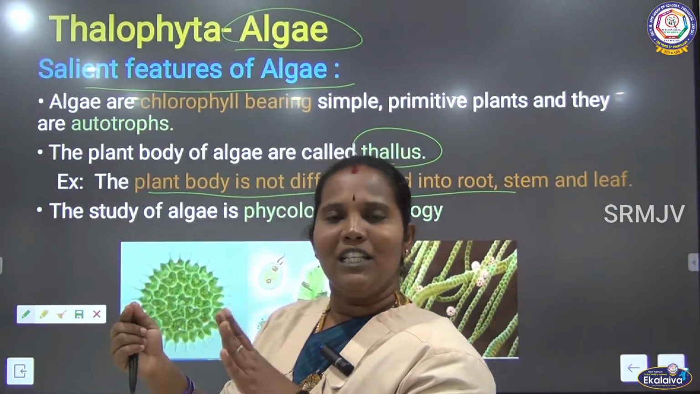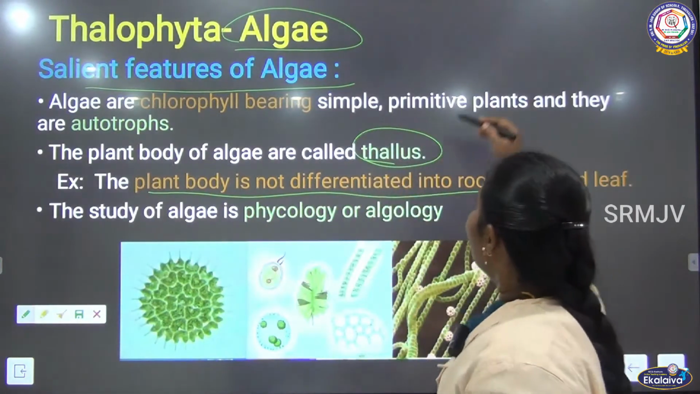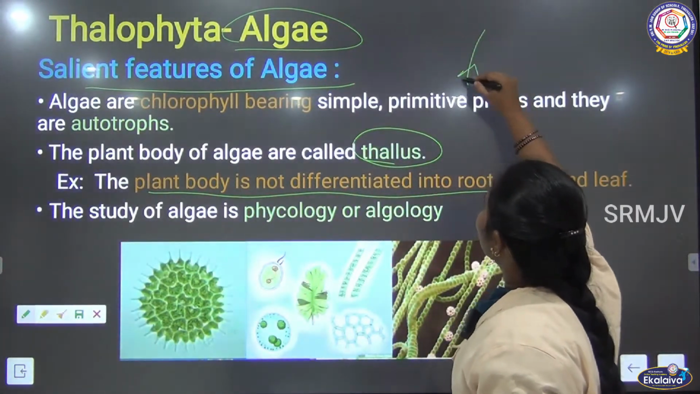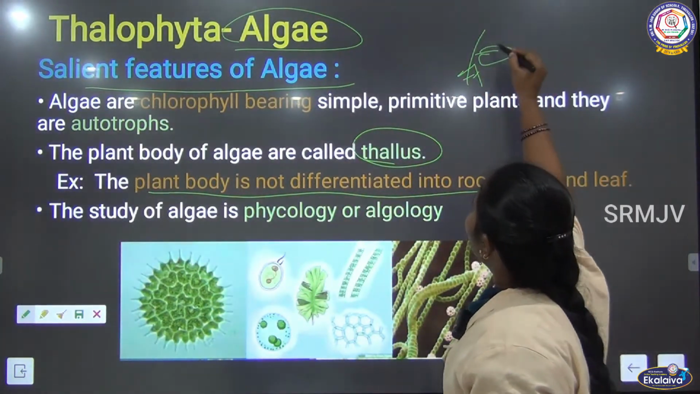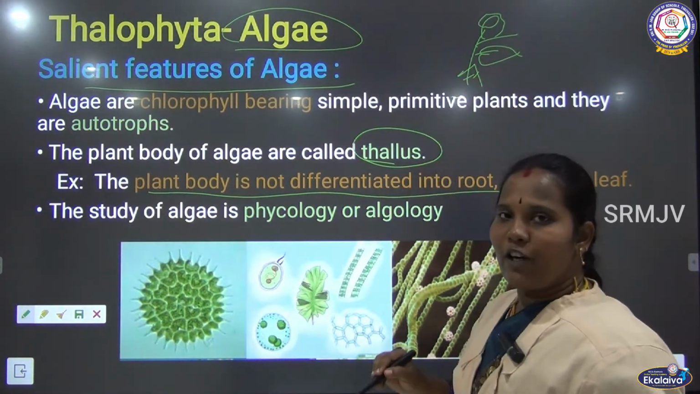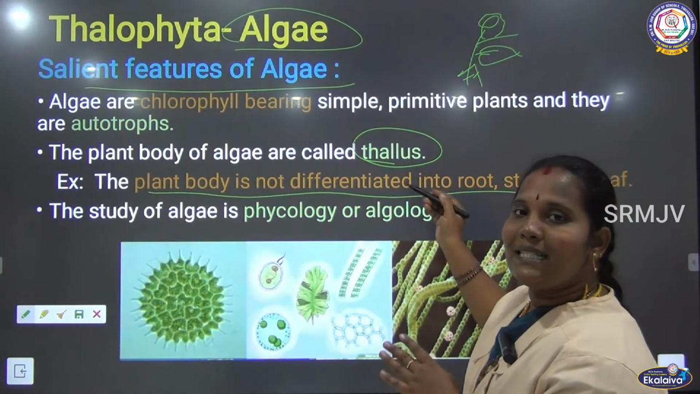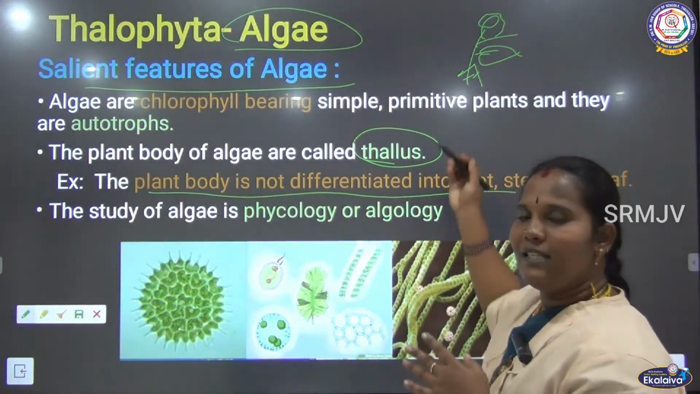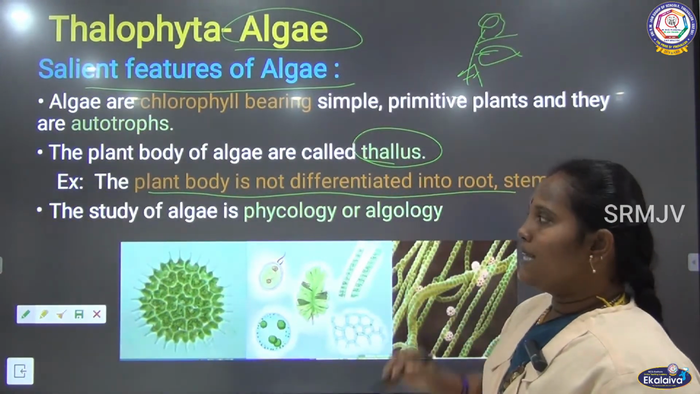If it is a plant, we can differentiate and say this is the root, this is the leaf, this is the stem, and it has flowers. But thallus plants do not have this kind of differentiation. So, this is the thallus.